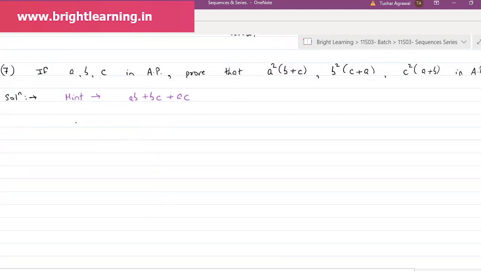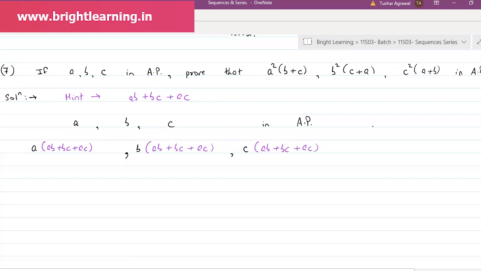Okay. So now I will explain. If A, B, C are in AP, then A multiplied by AB plus BC plus AC, B multiplied by AB plus BC plus AC, and C multiplied by AB plus BC plus AC. This will be in AP, yes or no?